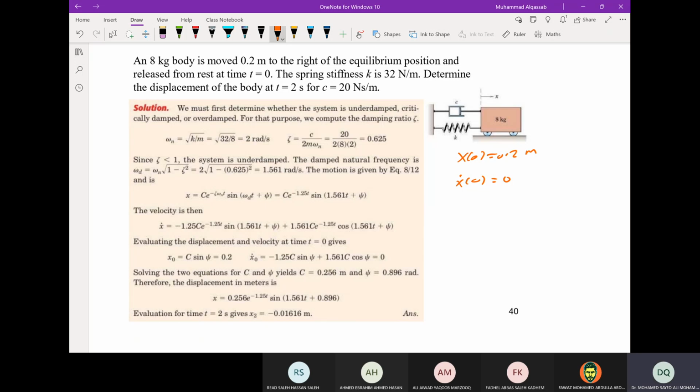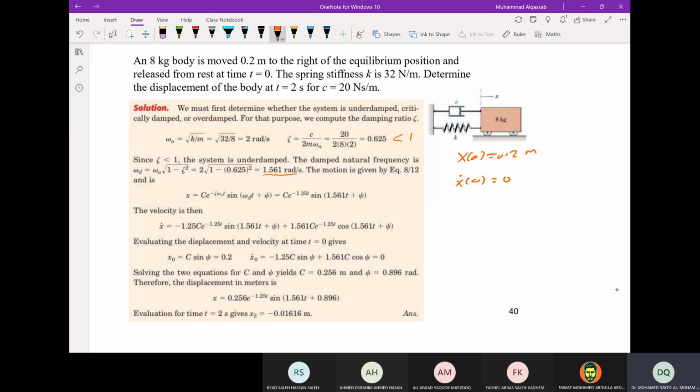Okay, so omega n is square root of k over m, 32 over 8, under square root, it is 2 radian per second. Zeta is c over 2m omega n, which is c over c_c. And one of the equations for c_c is 2m omega n. Substituting, we get zeta is 0.625, which is underdamped, less than 1. Okay, since zeta is less than 1, the system is underdamped. The damped natural frequency is omega d, equal to omega n square root of 1 minus zeta squared, equal to 2 times square root of 1 minus 0.625 squared, equal to 1.561 radian per second.